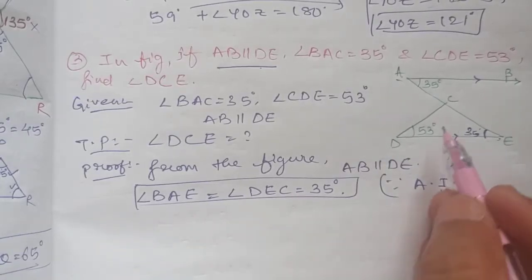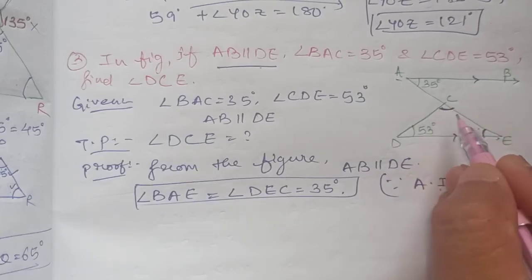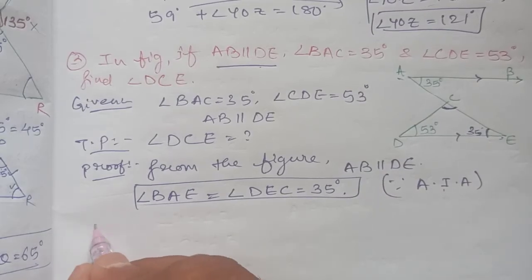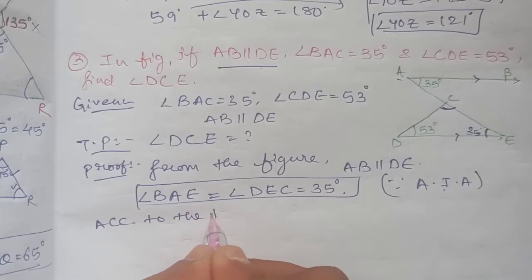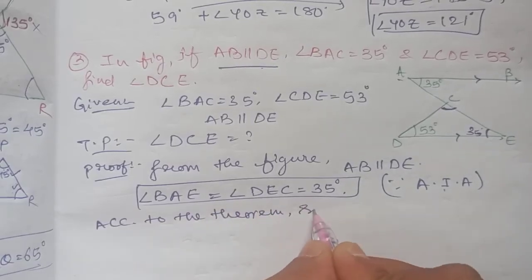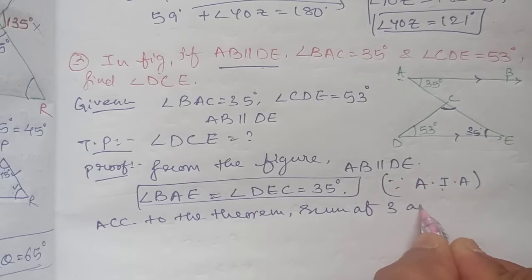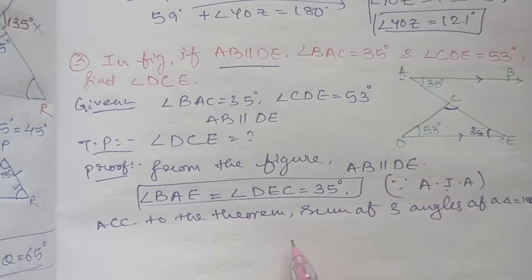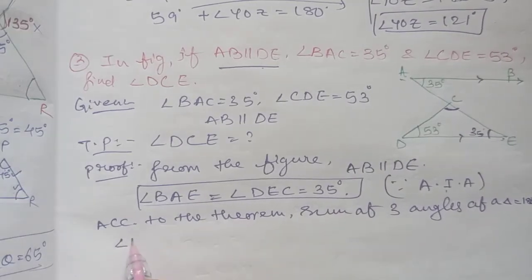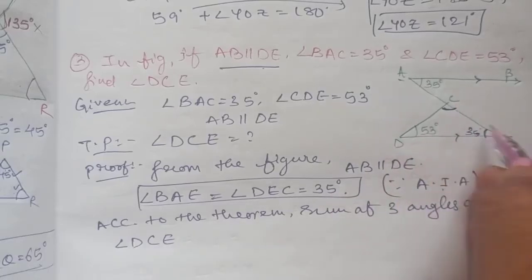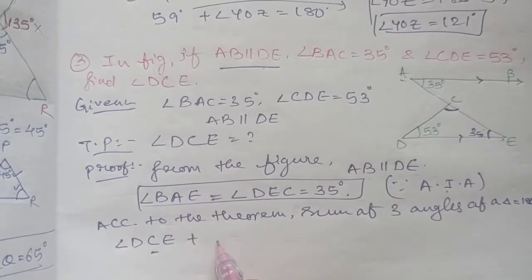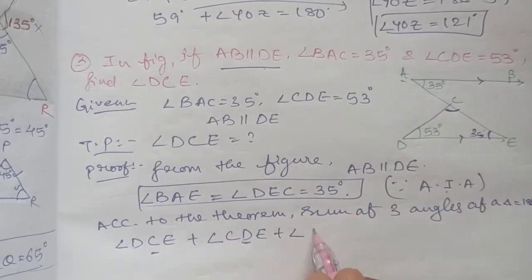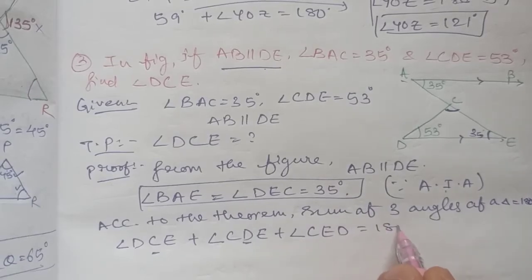Now we have to find out this angle. Is it a triangle? So we will use the condition of the theorem. According to the theorem, the sum of three angles of a triangle is 180 degrees. So angle DCE, look at the middle letter, plus angle CDE, look at the middle letter, plus angle CED equals 180 degrees.